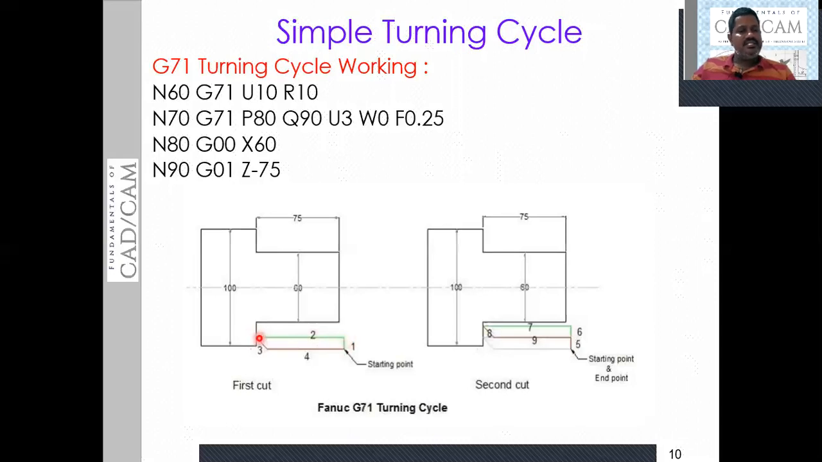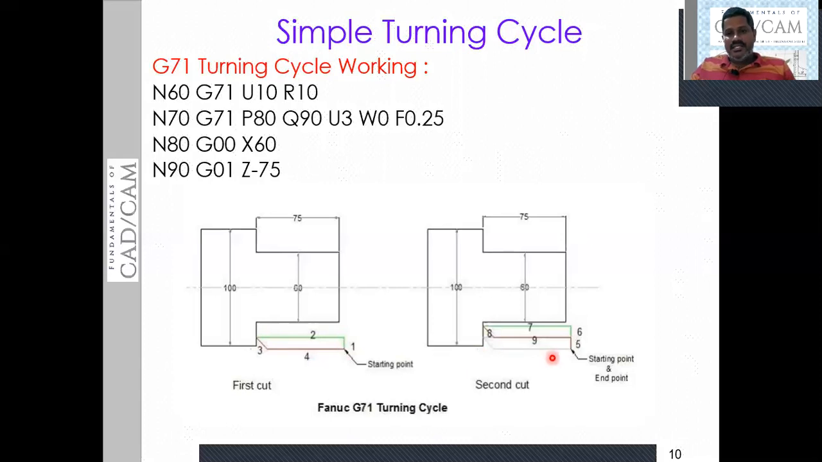Then again the tool will come back to a retract height of 10 millimeters at a 45 degree angle, exactly to protect the machined surface. So the tool will come back to the 10 mm height along the x-axis that you can observe here, with a 45 degree angle. Again it will come to the original position, the starting point. This is one turning pass, one cutting pass of the turning cycle.